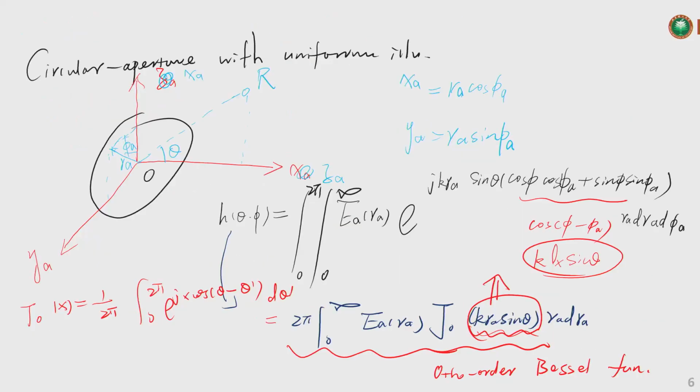So let's think about a method to reduce the power level of the side lobes. The first thing is to move away from uniform illumination. So here you can consider the non-uniform illumination.